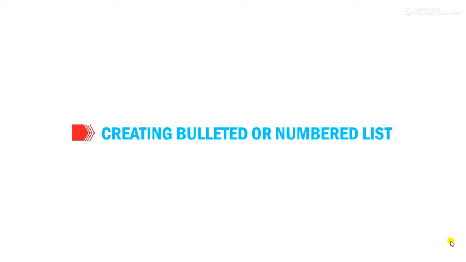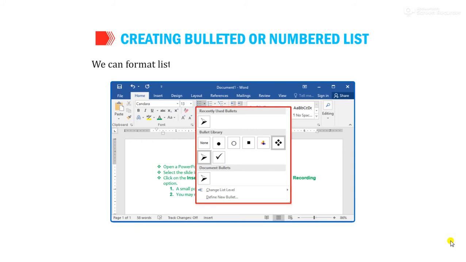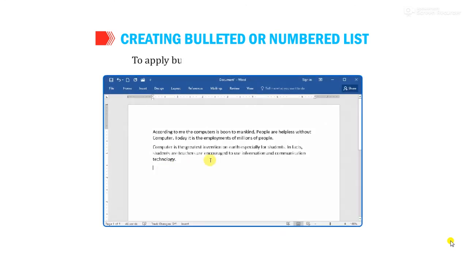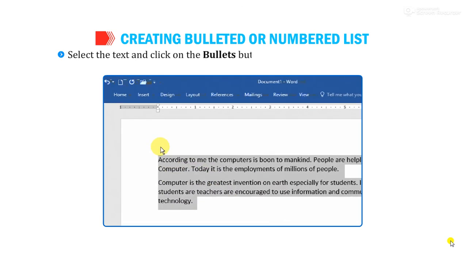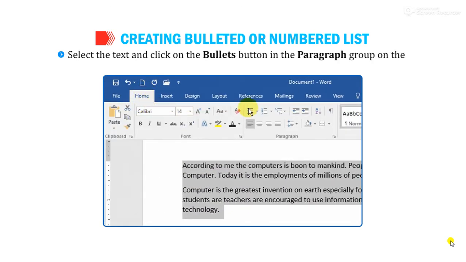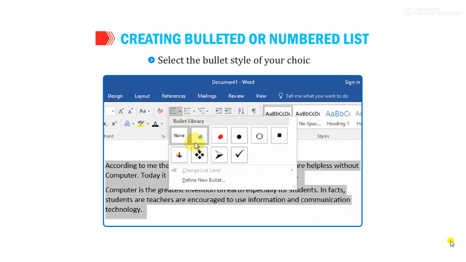Alright students, now let us learn how to create bulleted and numbered list. We can format list in a document by using bullets and numbers. A bullet is a small graphic symbol that sets off an item in a list. To apply bullets to the text, follow these steps. Select the text and click on the Bullets button in the Paragraph group on the Home tab. Select the bullet style of your choice.